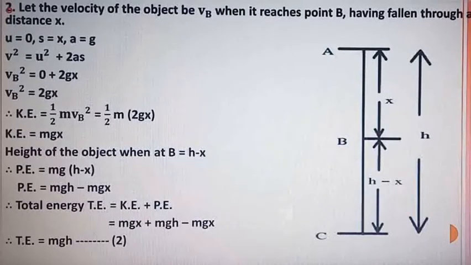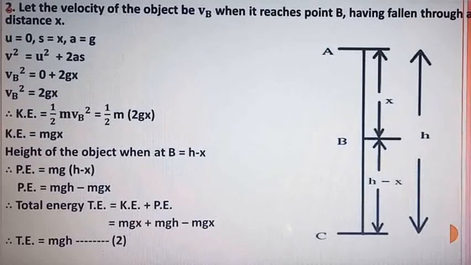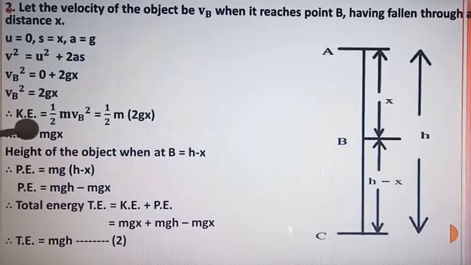What is the formula for kinetic energy? Kinetic energy is half mv square. So what is v over here? Vb the whole square. Substitute the value: half m, and in place of Vb square you will put 2gx. The 2 and 2 will get cancelled off. So kinetic energy will be mgx.